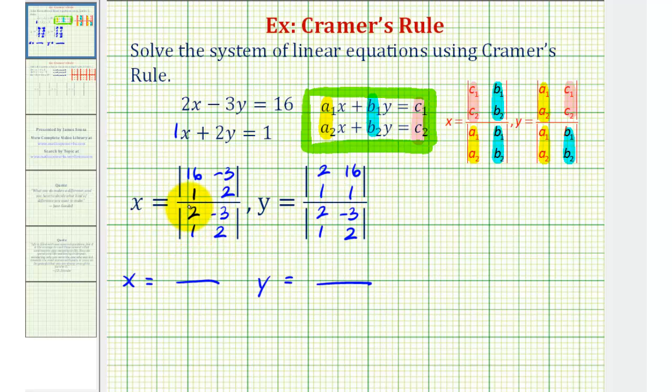To find the value of our 2 by 2 determinants, we'll find the difference of the product of the diagonals. And let's go ahead and start with our denominators. Here we'll have 2 times 2 minus negative 3 times 1. Well, that would be 4 minus negative 3. Remember, this 2 by 2 determinant is the same as the denominator for y, so we'll also have 4 minus negative 3.